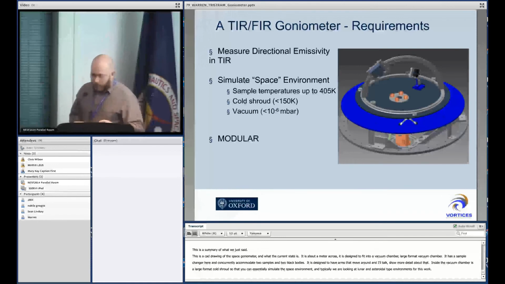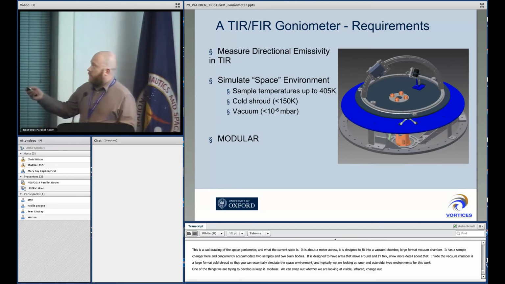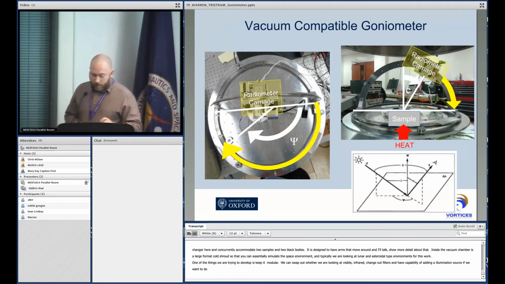I'll mention that in a minute. And one of the things we're trying to develop with this is keeping it modular, so we can swap out whether we're looking at visible, or if we're looking at mid-infrared, we can change out the filters. And we also have the capability of adding in an illumination source if we want to do a full-on illumination and emission experiment. So here's some actual pictures of this thing.